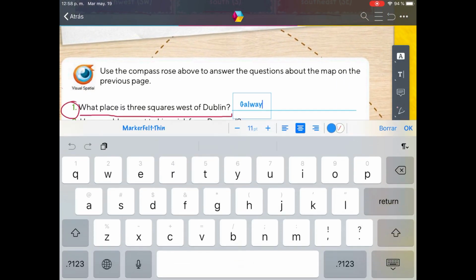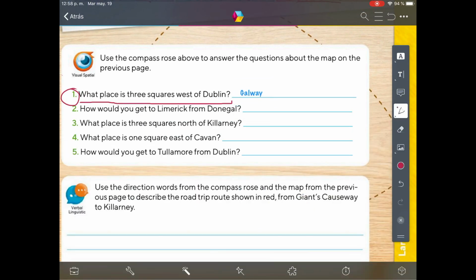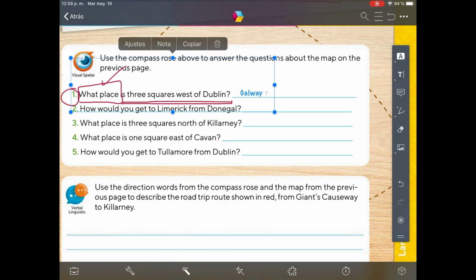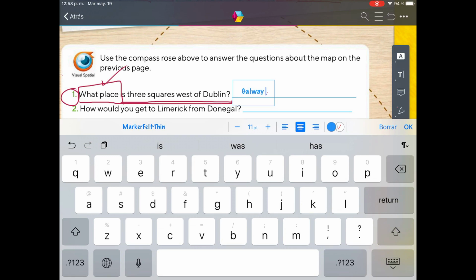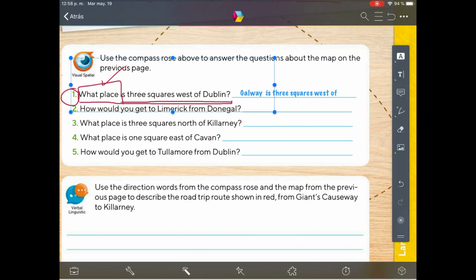And all the information we need is right there in the question. We substitute what place with the name that we already know now. Galway is 3 squares west of Dublin. Let me write it down so you have a sample. Galway is 3 squares west of Dublin. The period. Excellent. There you go. Very good.